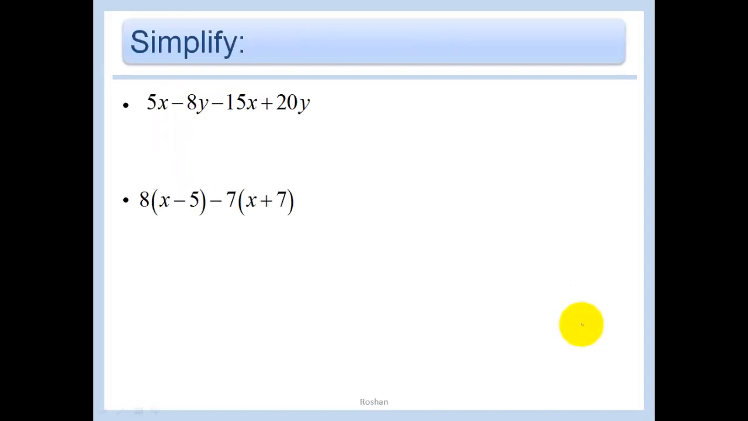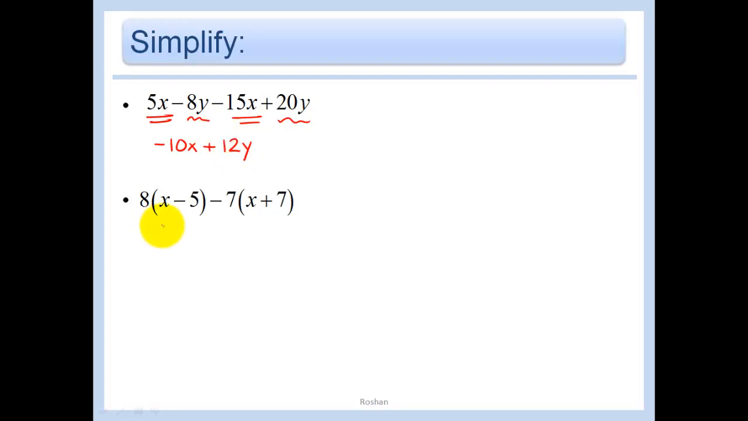All right. Let's simplify. So again, we can always combine like terms. So let's start with our x's. 5x's minus 15x's, and we get minus 10x's. And then we have negative 8 of the y's plus 20 of the y's, and we get 12 of the y's. Plus 12y.